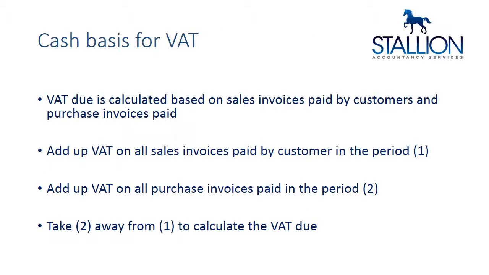So under the cash basis for VAT, the principle here is that the VAT due is calculated based on the sales invoices paid by your customers, and also the purchase invoices paid by yourself. So you add up the VAT on all the sales invoices paid by your customer in the period, and you also add up the VAT on all the purchase invoices which you have paid in the period, and you take figure 2 away from figure 1 to calculate the VAT due.